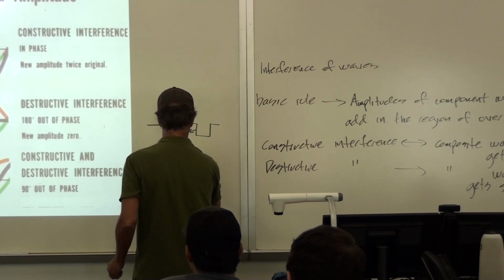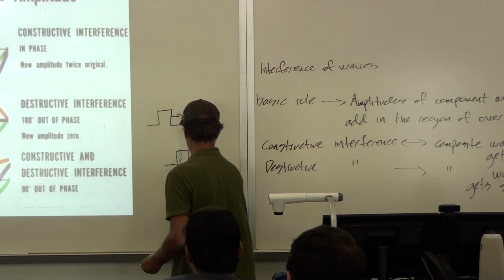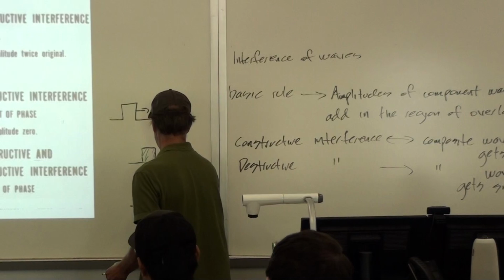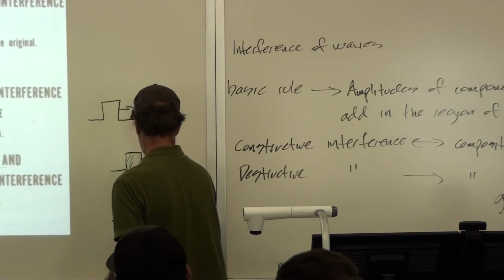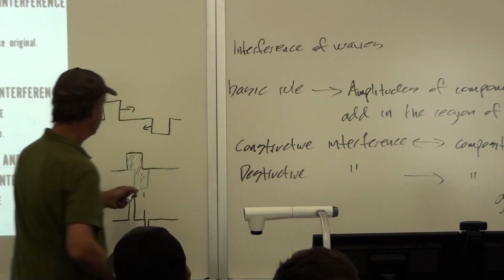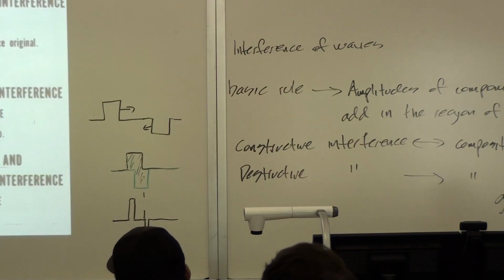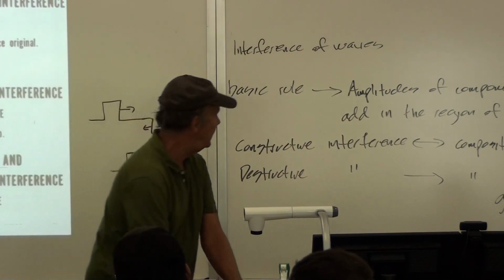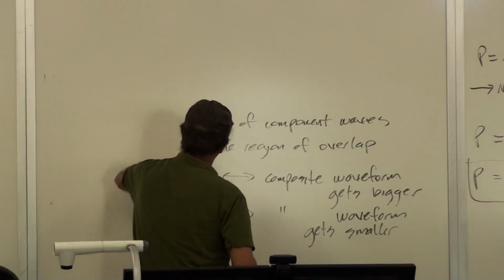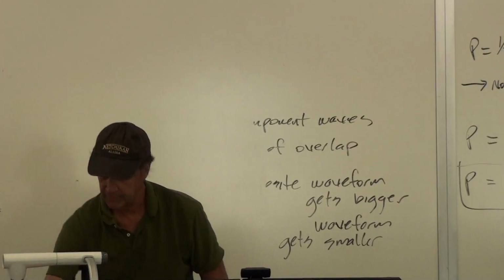And then what we're going to get for the composite wave, something looks like this. Then in here, it's going to go to 0. And then here it's going to go down like that. And so that's what it's going to look like when they're partially overlapping. But then a short time later, it's going to look like this.